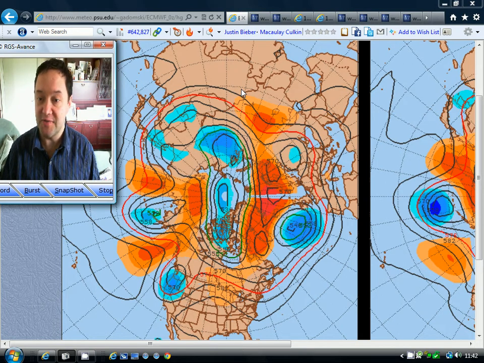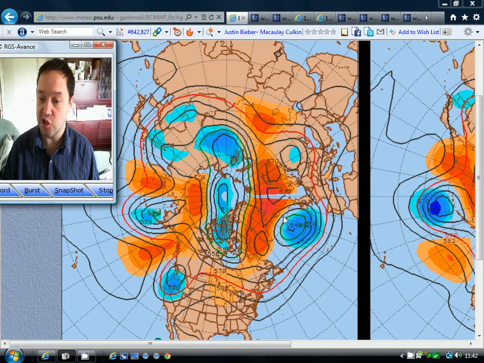So this is the 500 millibar height anomaly chart that we always start with for these 8 to 10 day forecast videos, and we can see that we've got the ECMWF here to the left, the GFS on the right. Have a look at the GFS in 8 to 10 days time.